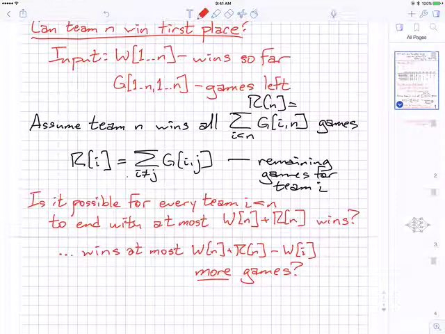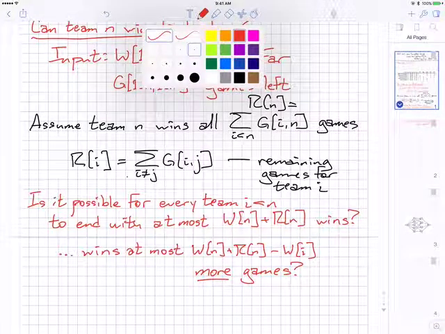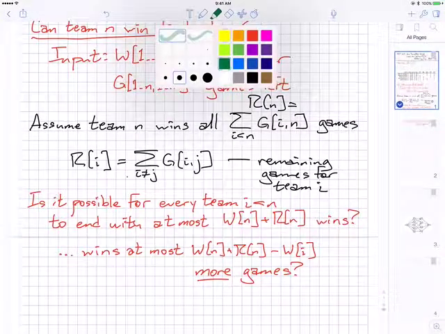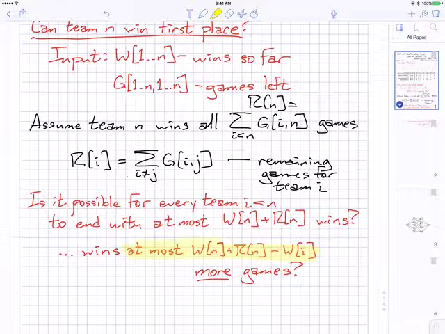So this starts to look a little bit like, as soon as you see this at most in the reformulation of the problem, it starts to look possibly like a kind of capacity constraint. Okay. I have some resource that I want to distribute among the teams, namely wins. But I want to know if it's possible to do it in a way that I can distribute all of that resource in a way that each team has an upper bound on how much of that resource it can receive.